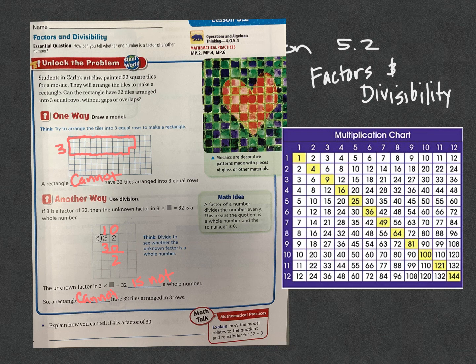How can I tell whether 4 is a factor of 30? Well, I could try and draw 4. That's one way to do it. So you could answer that. Or I could go down the row of 4 and see if it lands on 30 exactly. And no, it doesn't. It's not a factor of 30. Had they asked me if it was a factor of 32, then I would have said yes. Because if I go down the 4 row, 4 times 8 is 32. That means 4 and 8 are factors of 32.